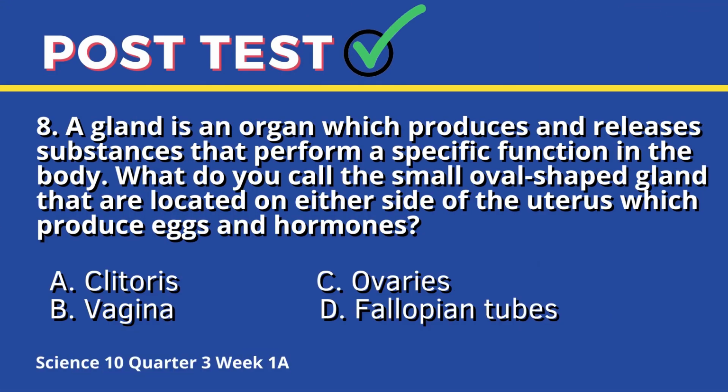8. A gland is an organ which produces and releases substances that perform a specific function in the body. What do you call the small oval-shaped glands that are located on either side of the uterus which produce eggs and hormones? A. Clitoris. B. Vagina. C. Ovaries. D. Fallopian tubes.